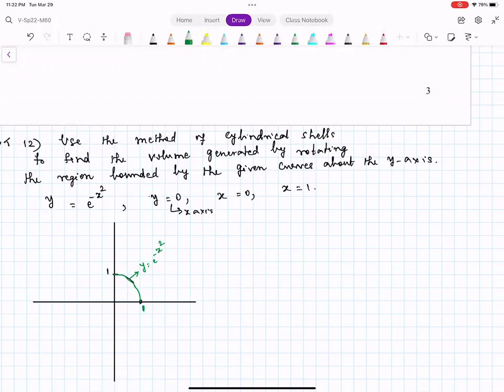Number 12, which is also on the practice exam: use the method of cylindrical shells to find the volume generated by rotating the region bounded by the given curves about the y-axis. y equals e to the negative x squared, y equals 0, x equals 0, x equals 1. y equals e to the negative x squared is the given curve. y equals 0 is the x-axis, so it's bounded by the x-axis, and x equals 0, which is the y-axis. So it is bounded by the x-axis, the y-axis, and the line x equals 1.